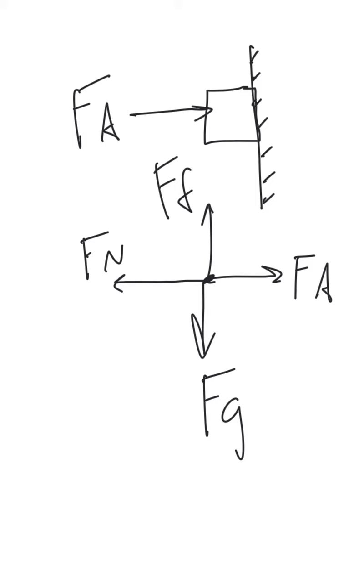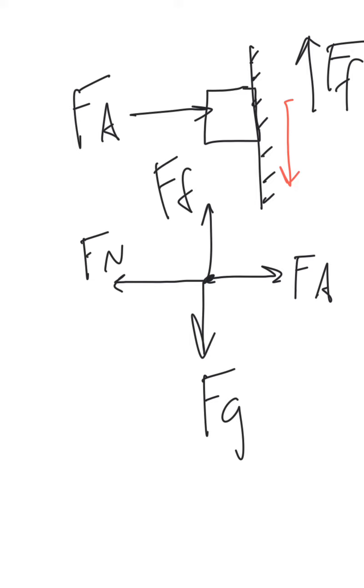So if you were to decrease the force applied, what might start happening is the box might start to slide downwards, and therefore friction would be up. So that's why the friction is there, because if it were to slide down, that would make friction point upwards. Hopefully that makes sense.